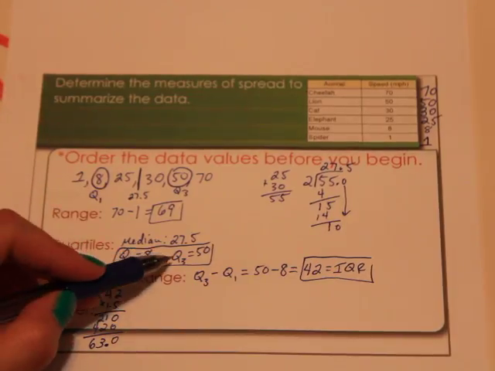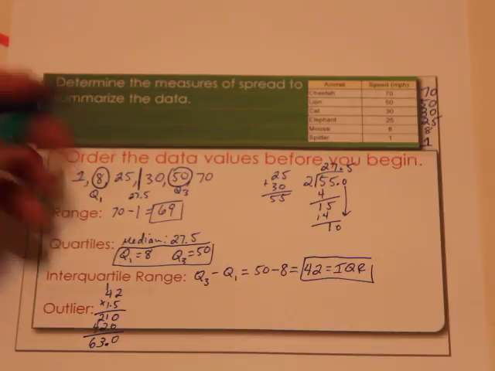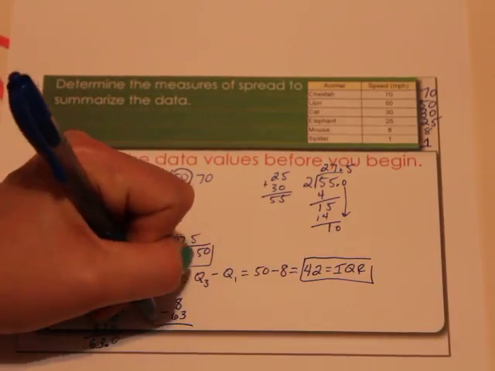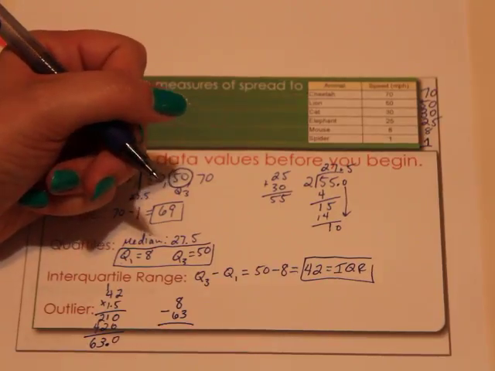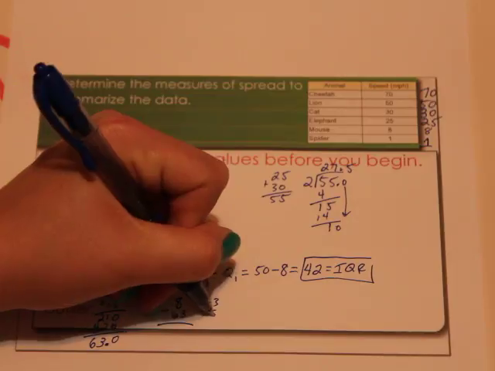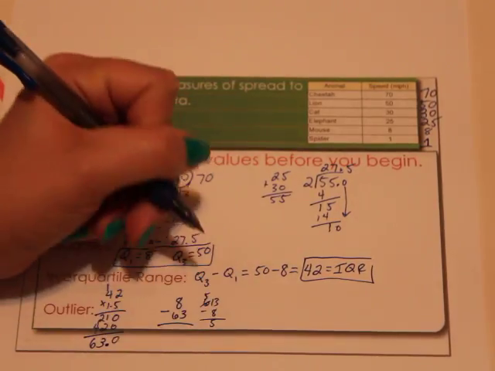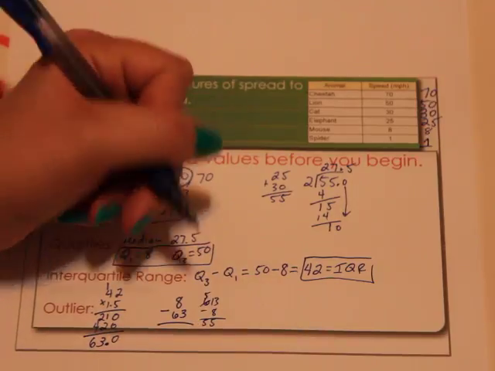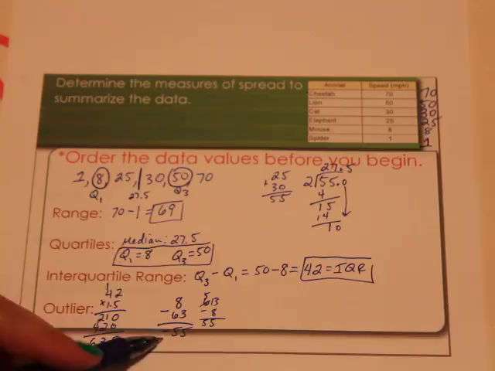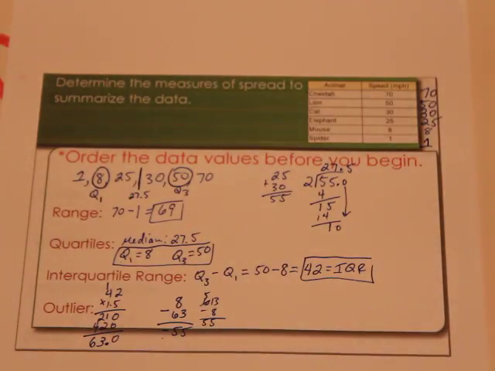So go to Q1. We'll do any low numbers first. So 8 minus 63. Okay, that's going to put us in the negative numbers, right? 63 minus 8 here, 55. That would be negative 55. Okay, none of our numbers are even below 1. So there's no lower outliers.